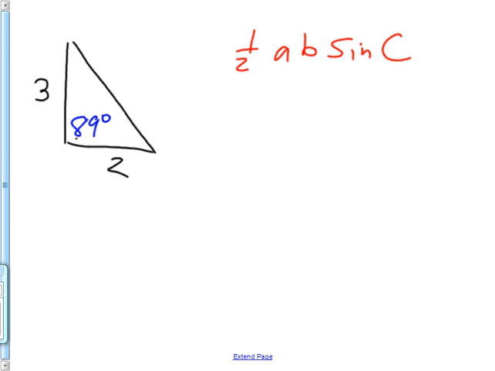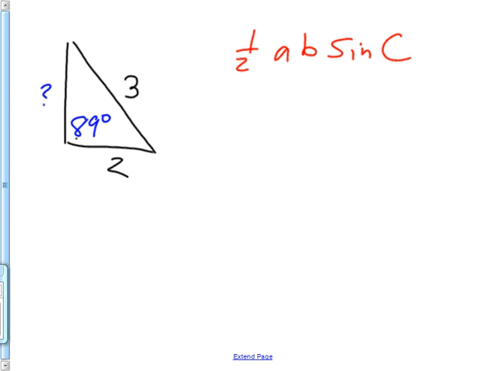Is this one set up nicely for 1/2 ab sine C? Yes, it is, because it's got a side-angle-side sandwich. If this 3 were over here, it wouldn't work so nicely. You get what I'm saying? You'd have to either figure out this angle, or figure out this side over here. If you knew that side, then you could do Heron's. If you have all 3 sides, Heron's is awesome.